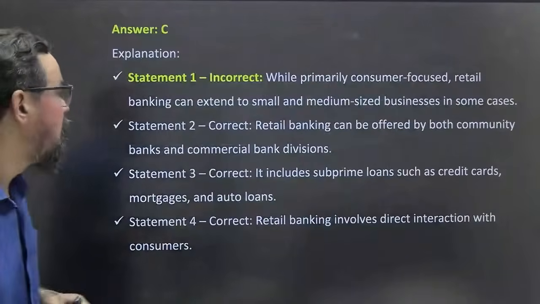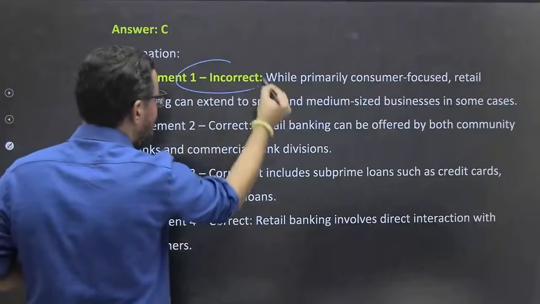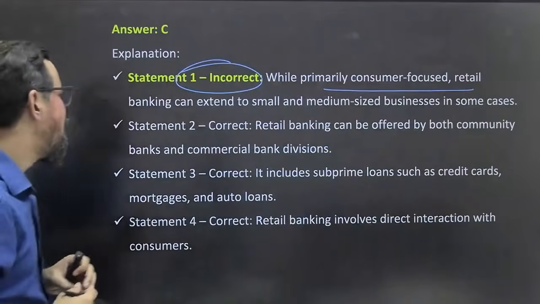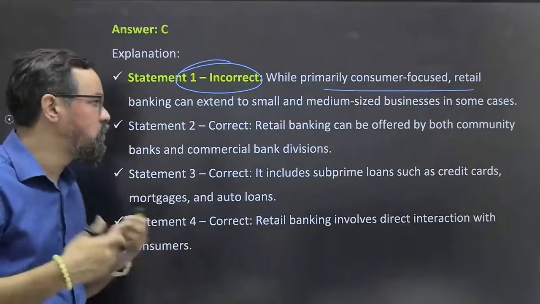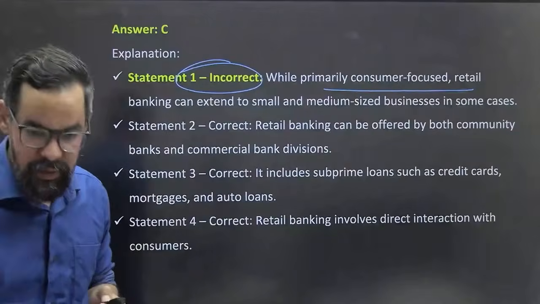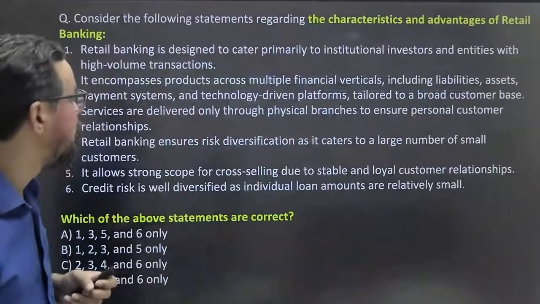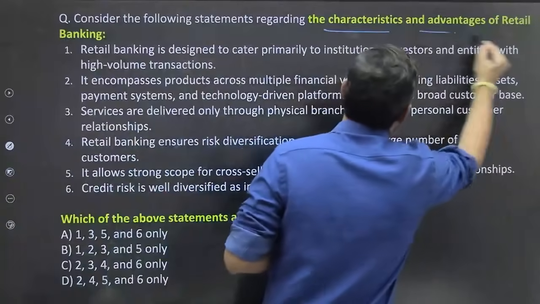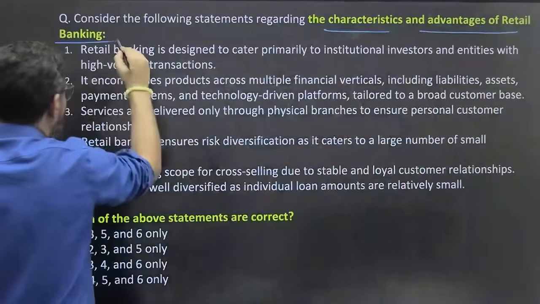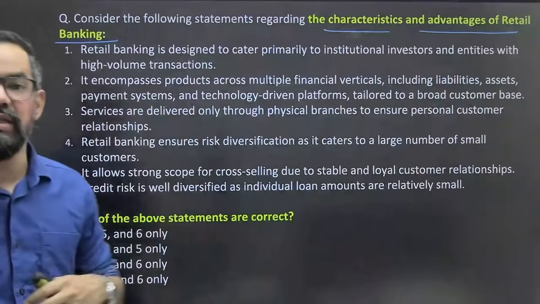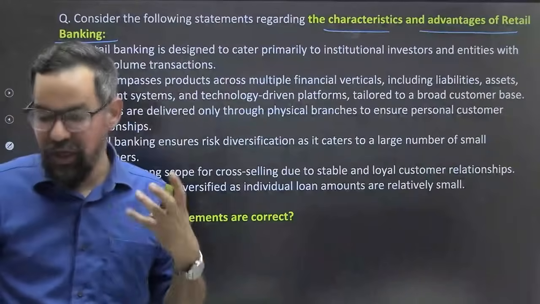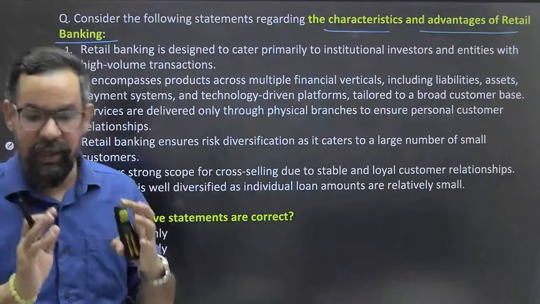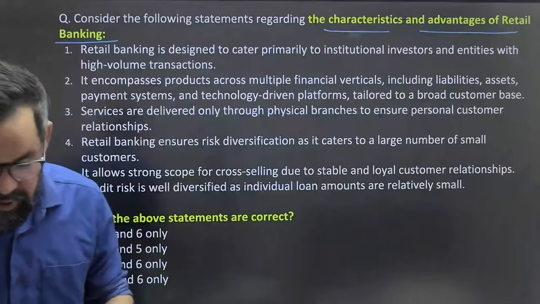So option C. The only incorrect statement was statement 1. While the primary focus is the consumer, retail banks can extend to small and medium enterprises also, as we deal with regular customers. Okay, next one, guys. The major characteristics and advantages of retail banking. You are for sure going to face these kinds of statement driven questions, and please build a habit to read these a little.